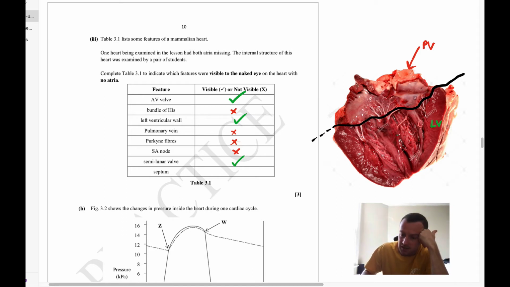And the septum is the thing down the middle, so yes, you can see that. I don't know where that is here. It's difficult to tell, but it's down the middle. So yes, you can see the septum. Okay, so those are the answers.